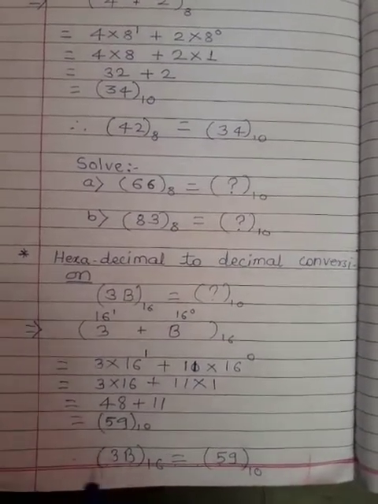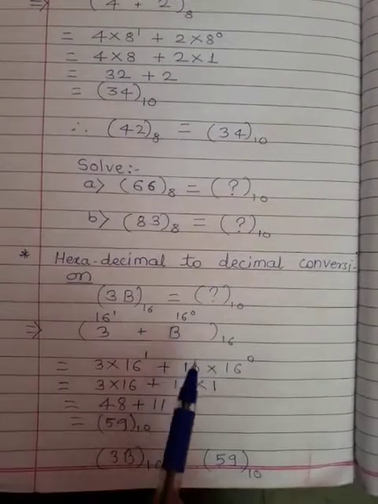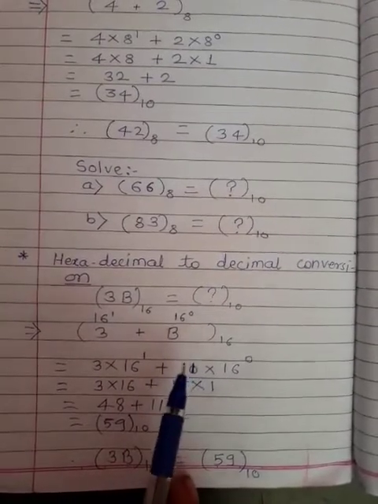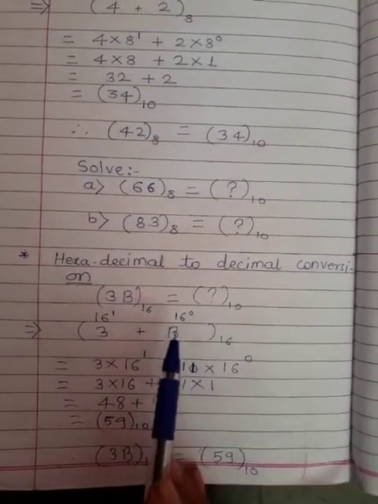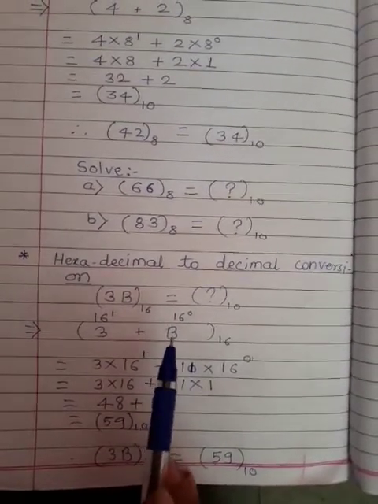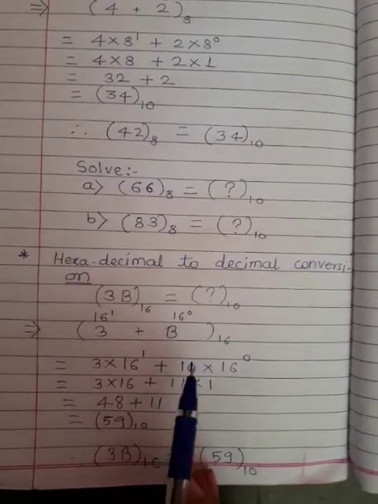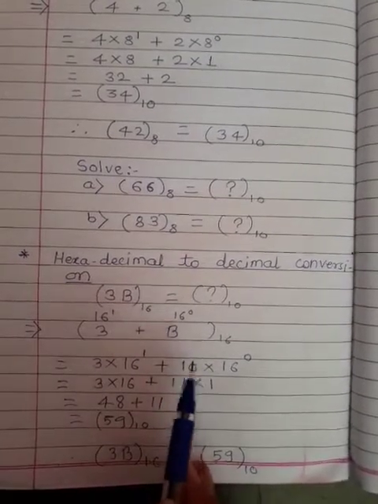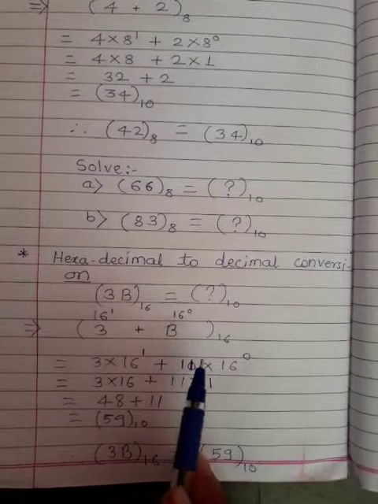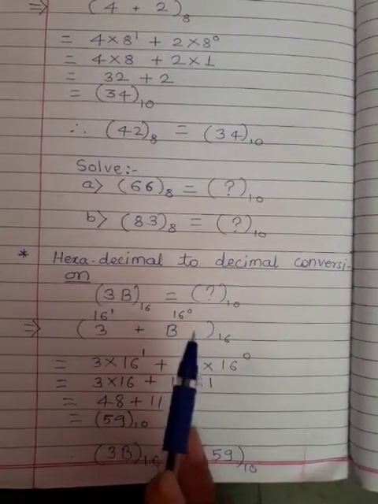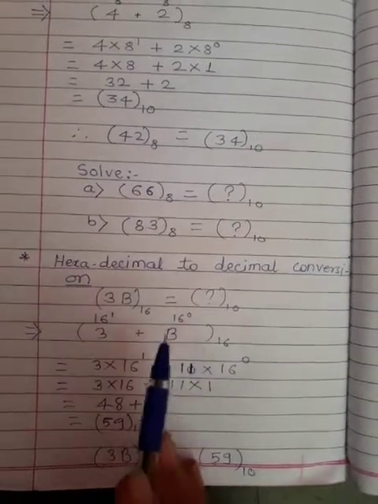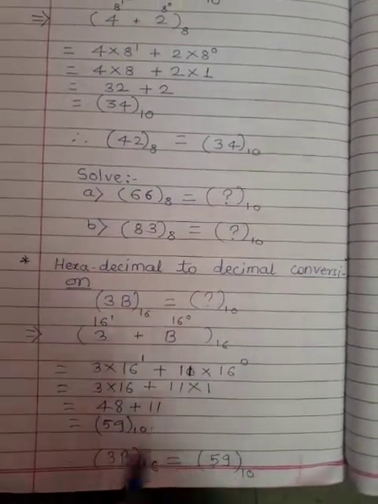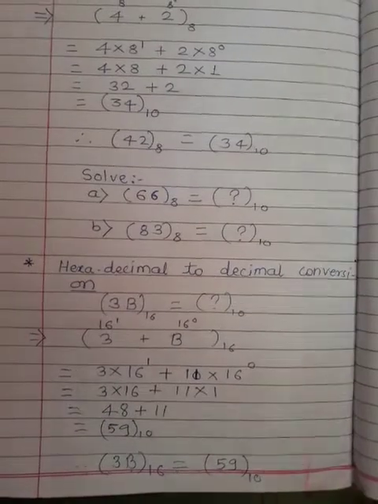Dear students, remember, when b is there, don't multiply with b itself. Okay, you have to multiply with the equivalent value of b. In hexadecimal, b is equivalent to 11, a is equivalent to 10, and c 12, d 13, e 14, and f 15, and the last number is f only. Fine. So in that way you have to solve these two examples.